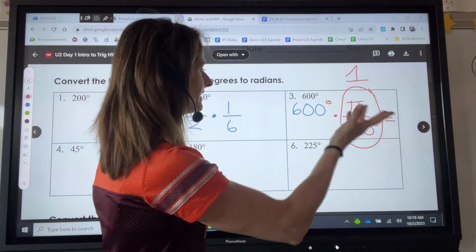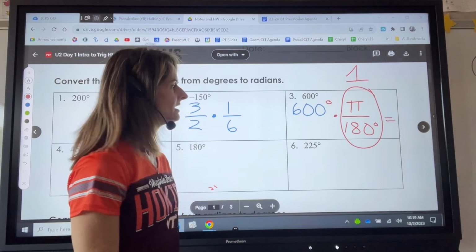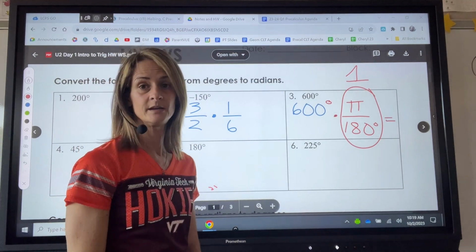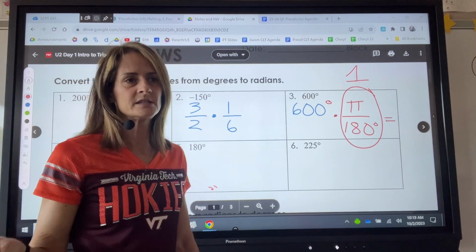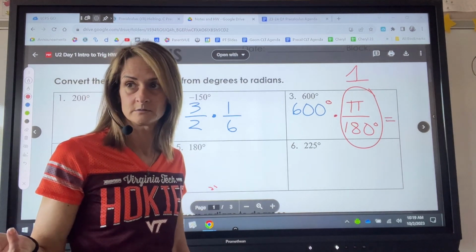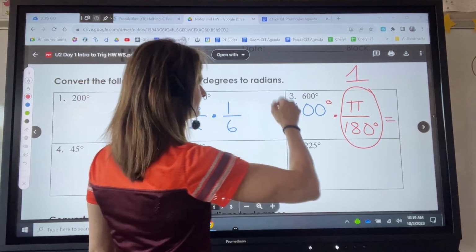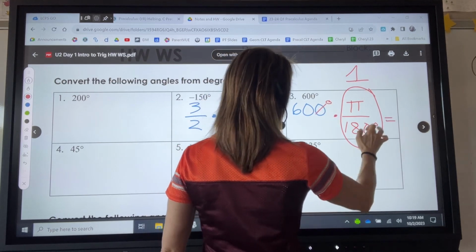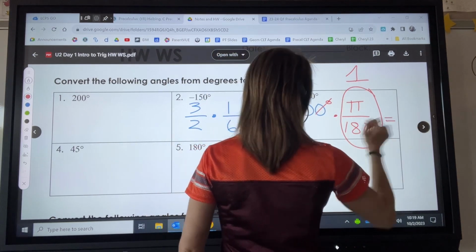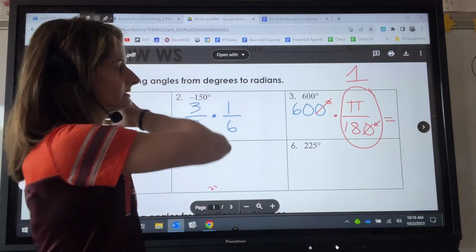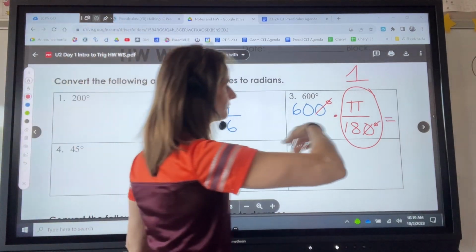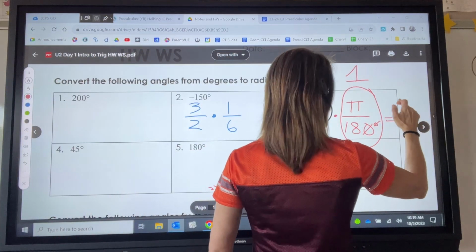Now, I'm not going to multiply across, because if I did right now, I'd have 600 pi over 180. But I can, at the very least, divide both of those numbers by 10. So before I start, I'm just going to divide these numbers by 10, and cancel the degrees. Now, what do I have left? I've got 60 pi over 18. I could have simplified it more, but I started there.